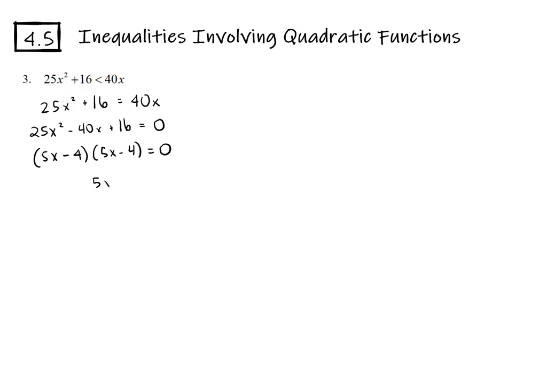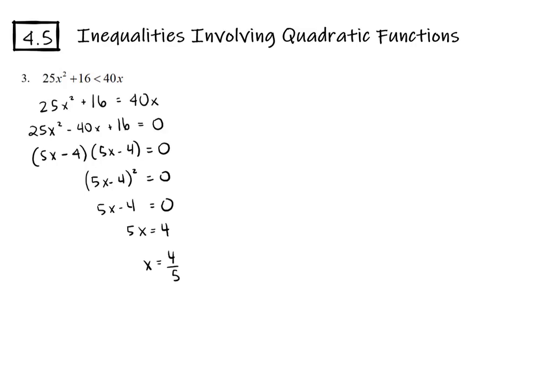And so what this really is, is (5x - 4) squared is equal to 0. When I square root both sides, I get 5x - 4 is equal to plus or minus 0, which doesn't exist. It's just 0. And so I'm going to get 5x is equal to 4, and x is equal to 4/5. And I only have one solution.